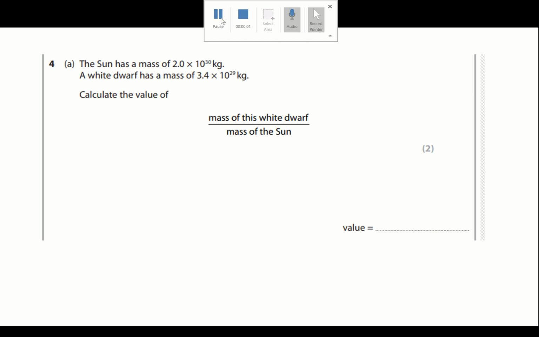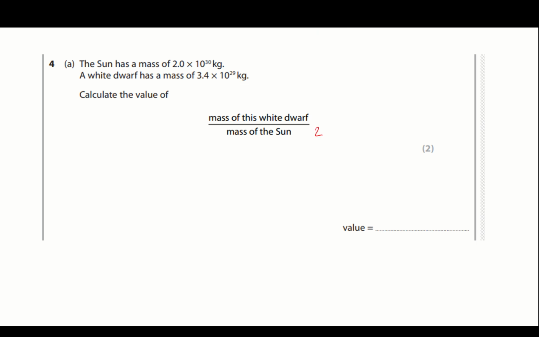Okay, question 4. So, got something on your astronomy unit. The sun's got a mass of that number, the white dwarf's got a mass of the other number. Calculate it, and it just says, just do what it says. So, mass of the white dwarf divided by the mass of the sun.